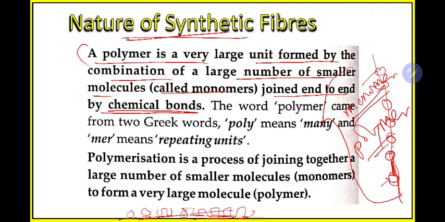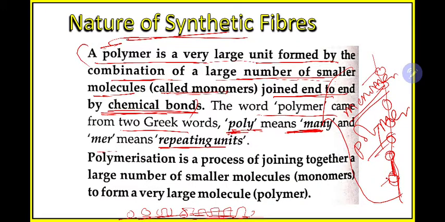So read this definition carefully. This may come in your exam. What is a polymer? Polymer is a very large unit formed by the combination of a large number of smaller molecules called monomers, joined end to end by chemical bonds. The word polymer came from the Greek word poly, meaning many, and mer, meaning repeating units. In Greek language, poly means many. So whenever you see polymer, remember poly means many, there will be more.